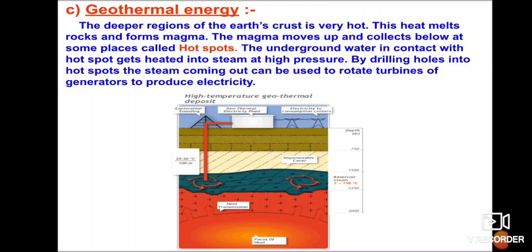The steam can be used to rotate turbines of generators to produce electricity. This is called geothermal energy. Here we are using magma. Magma is a liquid at a high temperature inside the earth's crust.